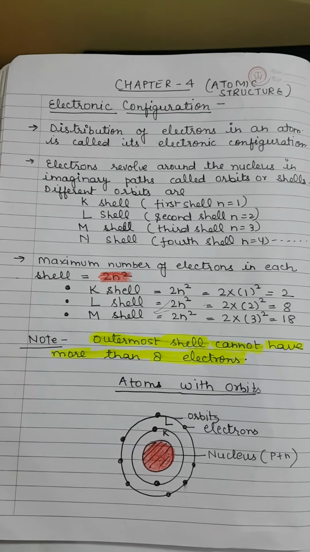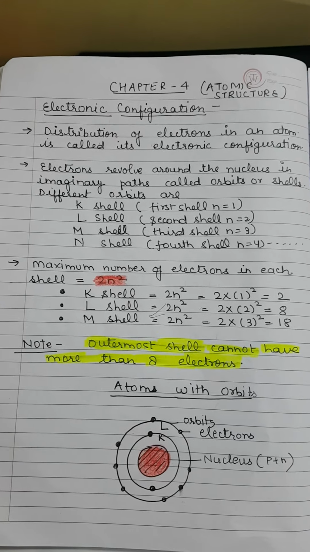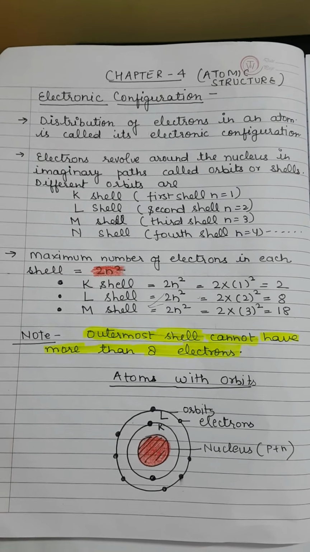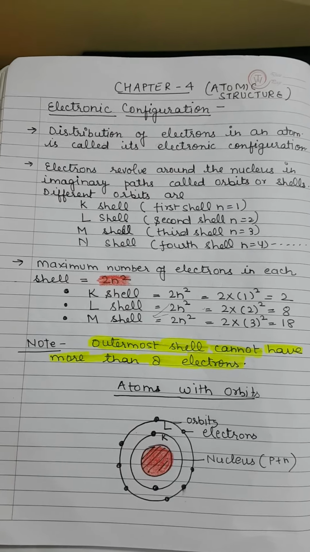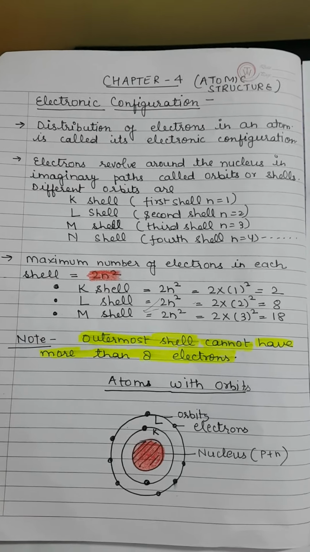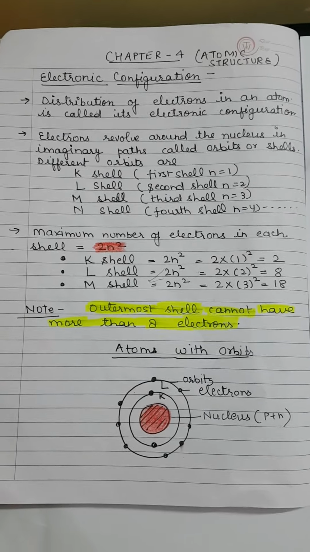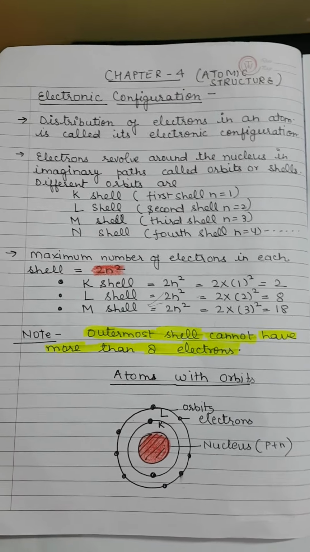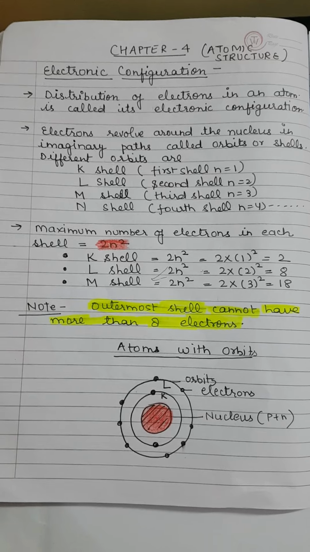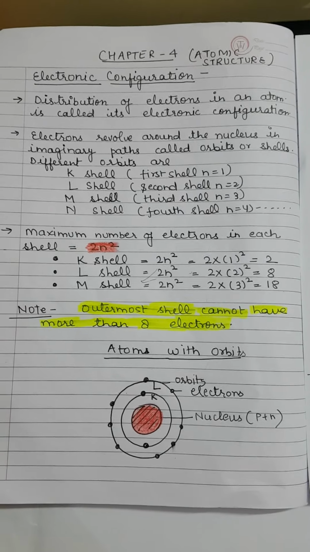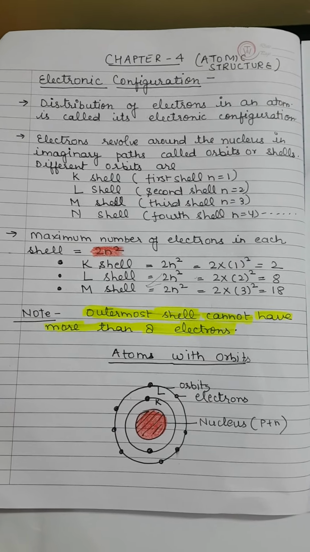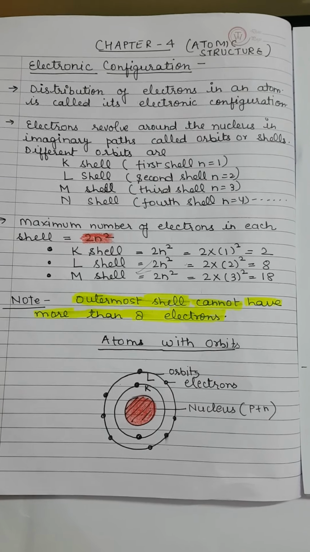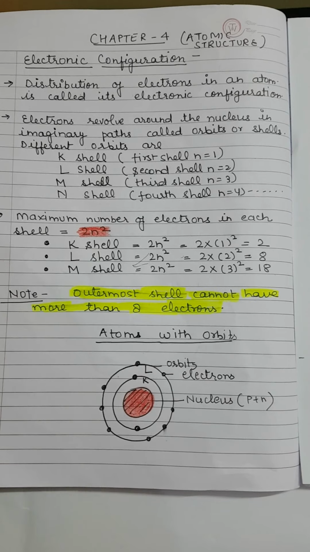In the first shell, that is K, the maximum number of electrons present is 2. That means either 1 electron or 2 electrons. If 3 electrons are present in an atom of an element, then the third electron goes to the L shell. And the note is a very important thing: the outermost shell, that means the last shell, cannot have more than 8 electrons. Outermost shell cannot have more than 8 electrons.